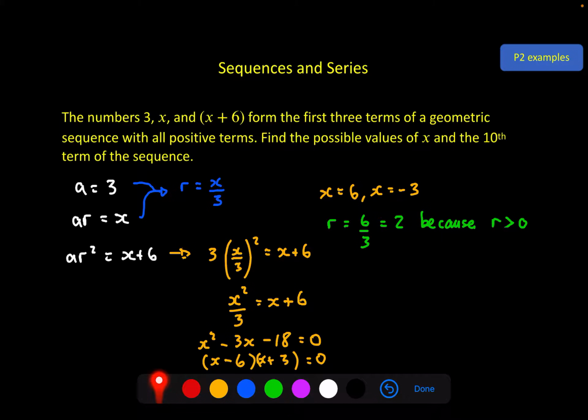And now they want us to find the 10th term of the sequence, so we find that by using a is 3, r is 2, and our formula. So u10 is equal to, remembering un is equal to a r to the n minus 1, I'm using this formula. u10 is a, 3, times r, which is 2, to the power of 10 minus 1, which is 9, and I think we had that earlier. Yes, 1536. There we go.